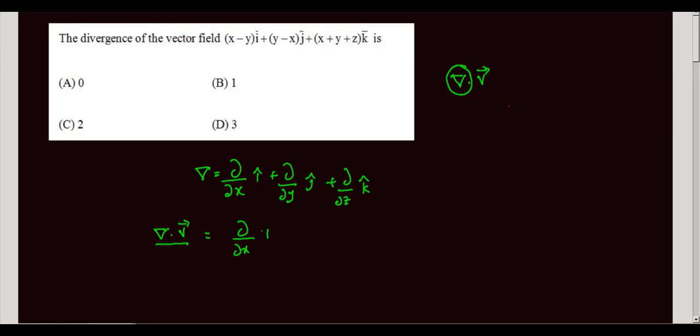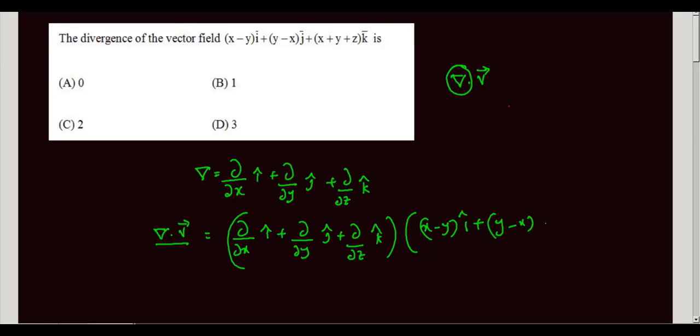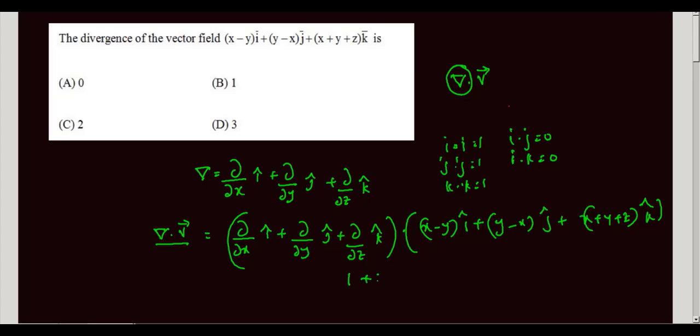So dou by dou x i cap, dou by dou y j cap, dou by dou z k cap, dotted with (x minus y) i cap, (y minus x) j cap, and (x plus y plus z) k cap. Okay, so this is a dot product: i dot i is 1, j dot j is 1, and k dot k equal to 1, but i dot j equal to 0, i dot k equal to 0. Similarly for the others. So dou by dou x of x is 1, dou by dou y of y is 1, and dou by dou z of z is 1. The total is 3, option 3 is the answer. Okay, let's see the next question.